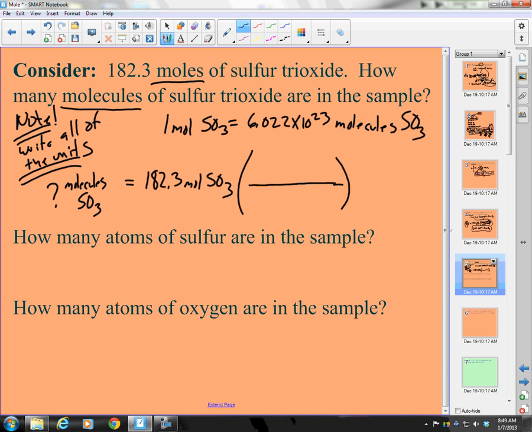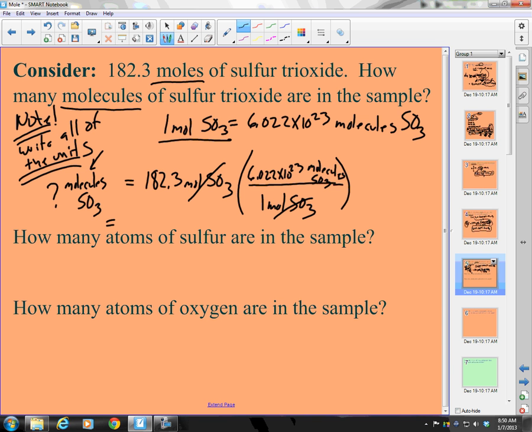What goes on the top? What is it that I want? I want molecules. So molecules, 6.022 times 10 to the 23rd molecules of sulfur trioxide. What goes on the bottom? Well, my 1 mole of sulfur trioxide. And if I'm lucky and did this right, it will cancel out with what's given. And indeed it does. And so we just now write down the answer.